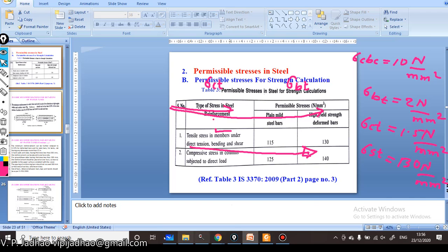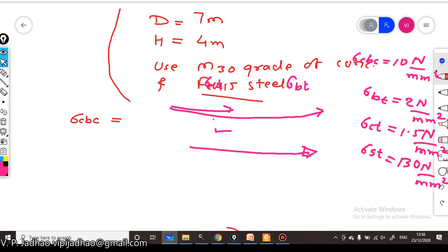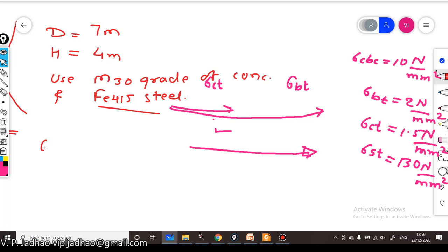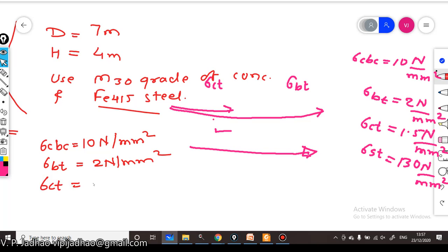We'll just write down these values here. We have sigma CBC is equal to 10 Newton per mm square. Then we have sigma BT is equal to 2 Newton per mm square. All these tables are given in IS 3370. Then sigma CT is equal to 1.5 Newton per mm square, and sigma ST is equal to 130 Newton per mm square.